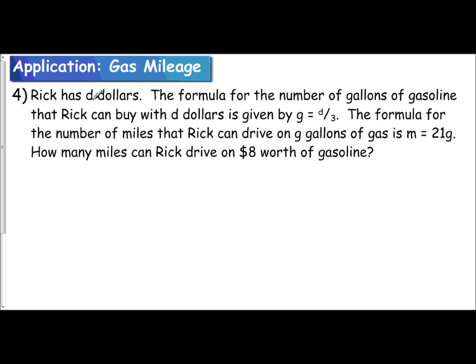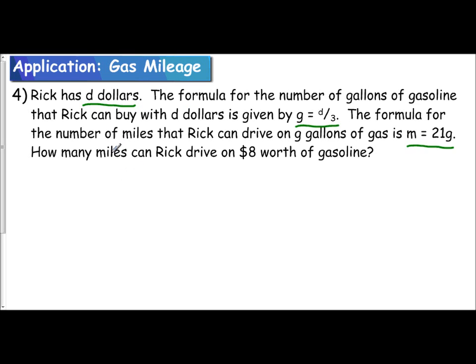So I'm told here Rick has D dollars, so I have the variable D for dollars. Now the formula for the number of gallons of gasoline that Rick can buy with D dollars is given by G equals D over 3. So it looks like G is going to be our gallons. And the formula for the number of miles that Rick can drive on G gallons is M equals 21G. So M for miles. The question asks us, how many miles can Rick drive on $8 worth of gasoline?